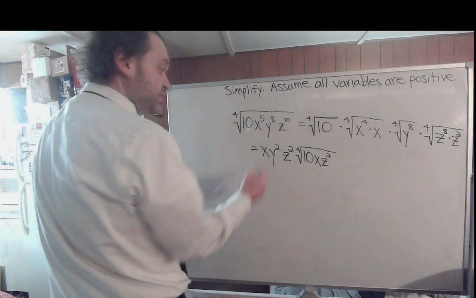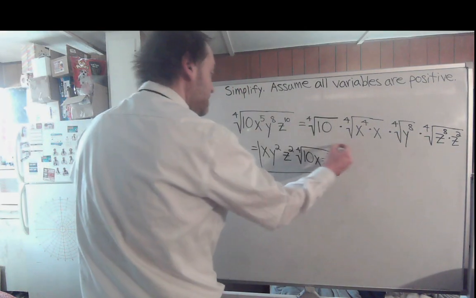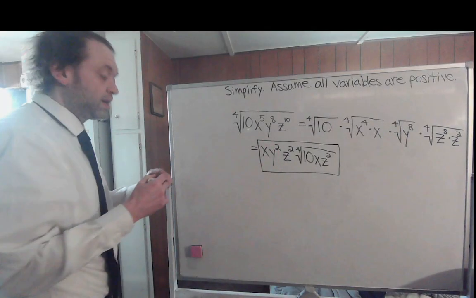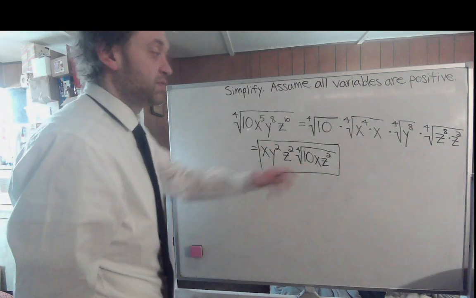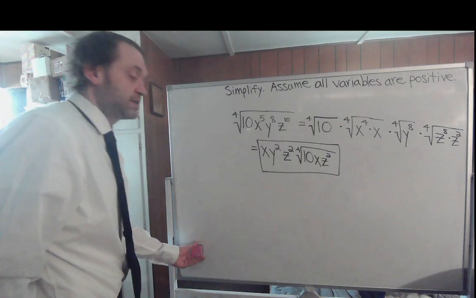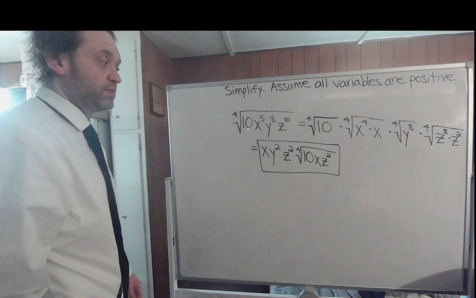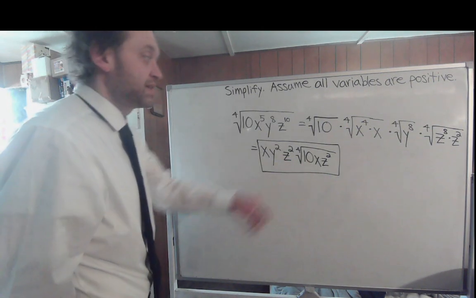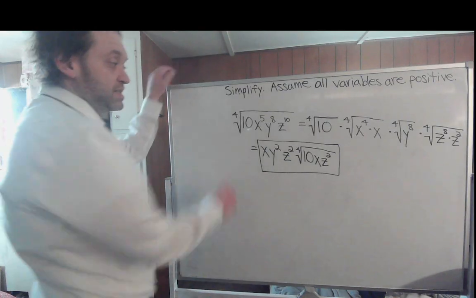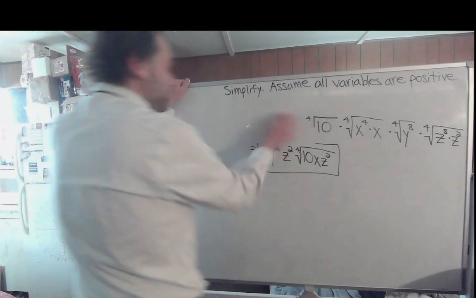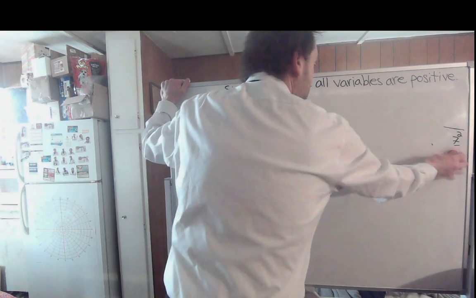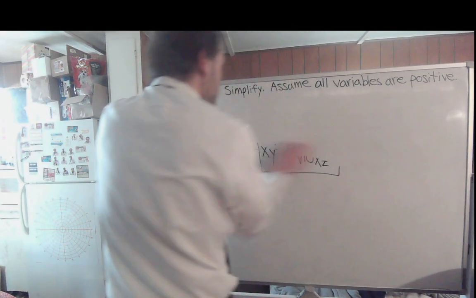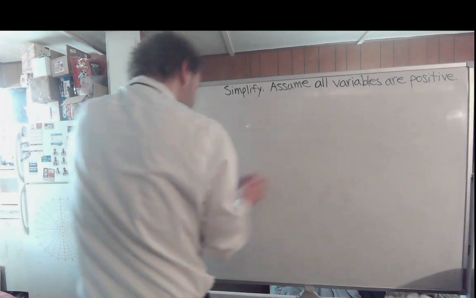So the best you could do to simplify this is you would end up with x y squared z squared times the fourth root of 10x z squared in the end. That's exactly what you would get. Sometimes these won't be very pretty, but that's just the nature of the beast.